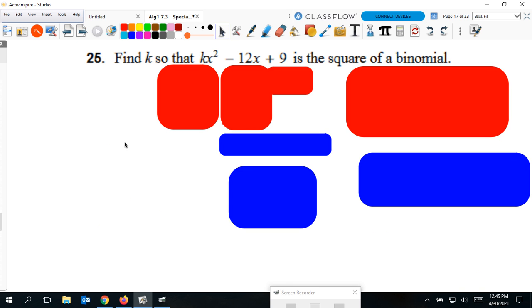Number 25, it's going to ask us here, find k, so that k x squared minus 12x plus 9 is the square of a binomial. So this would be like a trinomial square that we talked about in the first part. It's the square of a binomial. It's like the answer we would get from a binomial. So again, we need to remember this.